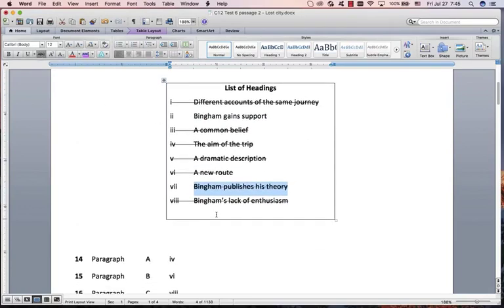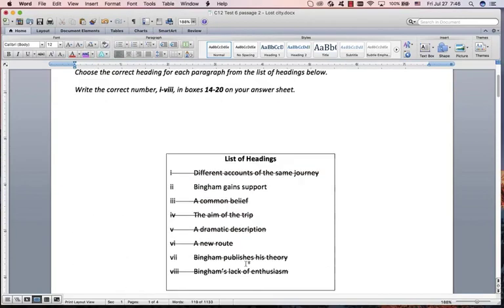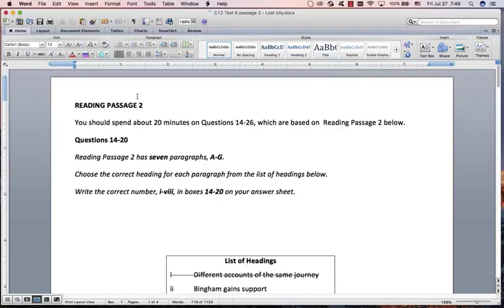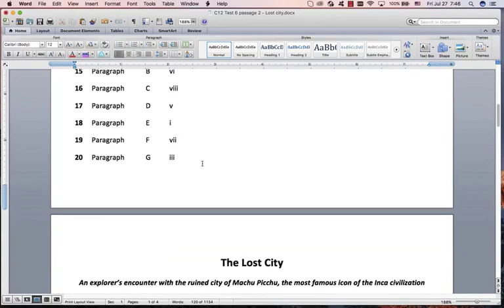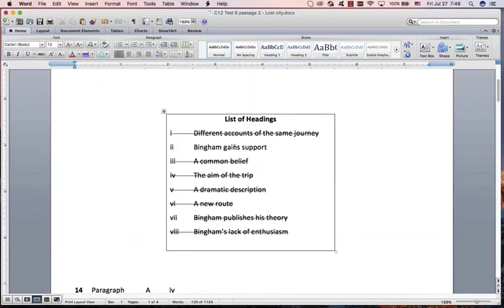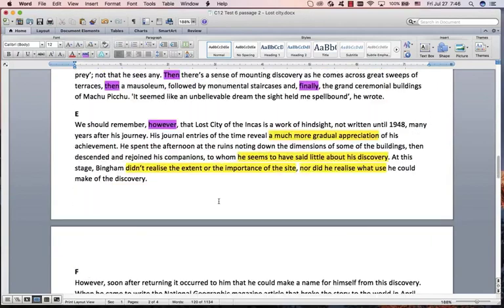And that's the end of the matching headings. Not a very easy matching headings. It is a reading passage 2 matching headings, so we didn't expect it to be easy. I think if you get 4 out of 7 here, you've done pretty well. And that is possible. Maybe then, just by looking at the headings, you can guess some of the others. Right, let's move on.